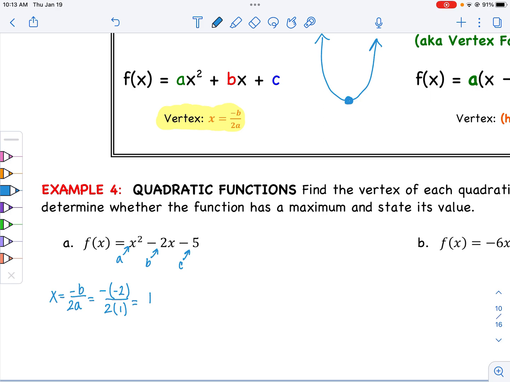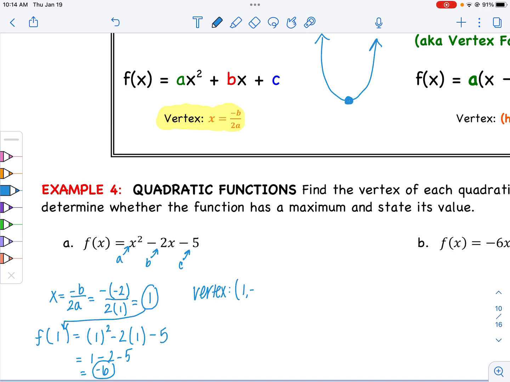So if I were to graph this, it would be x value of 1 of the vertex, this point right here. Finding the y value, you want to take that and input it into your function. It now becomes f of 1. So practicing our function notation from our previous days, it would be 1 squared minus 2 times 1 minus 5. 1 minus 2 minus 5, which gives you negative 6. So this is telling me my vertex is (1, -6).